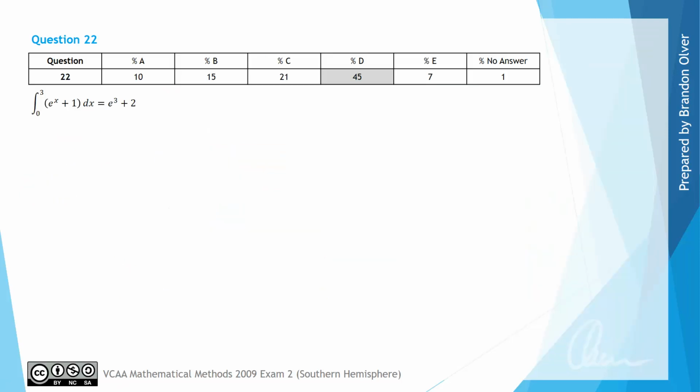So from the examiner's report, we can see that 45% of students got the correct answer to this question, so it wasn't overly well done in this exam. And the examiner's report gives the hint that the area could also have been calculated by going between 0 and 3 for a function e to the power of x plus 1 with respect to x, giving the same value of e to the power of 3 plus 2. So that method there relies on knowledge of the inverse function.